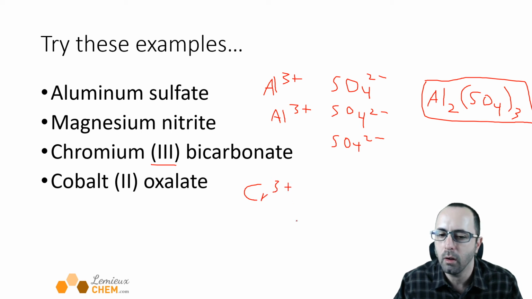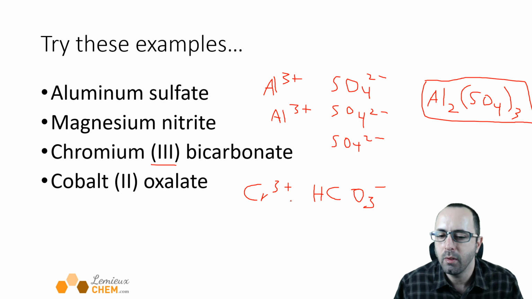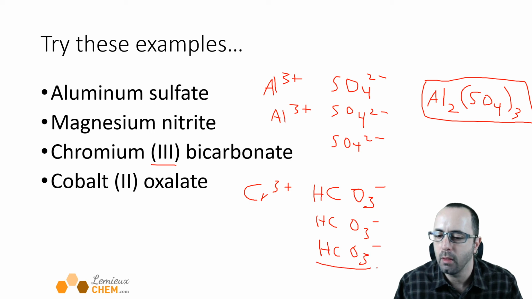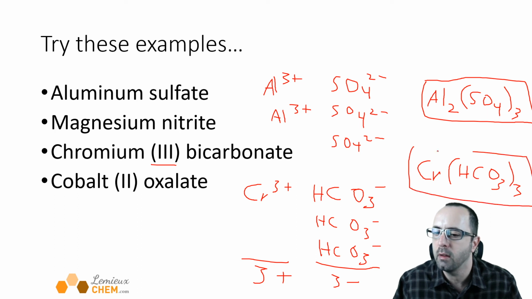So the symbol for chromium is Cr. Say Cr 3+, and bicarbonate is HCO3 -1. Gotta have that up here. So we've got 3 positives and only 1 negative. We're going to need 2 more of these to cancel the charge. 3 negatives altogether, 3 positives from the 1 chromium. So finally our formula is Cr(HCO3)3. That's our answer. This is just scratch work.